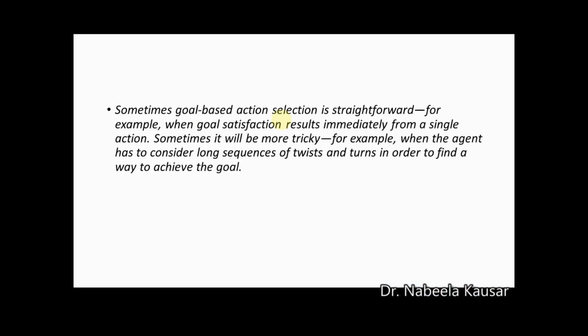So the goals can be simple goals or complicated goals. Sometimes goal-based action selection is straightforward, for example, when goal satisfaction results immediately from a single action. Simple goals can be obtained from a single action, whereas complicated goals are obtained using a sequence of actions.